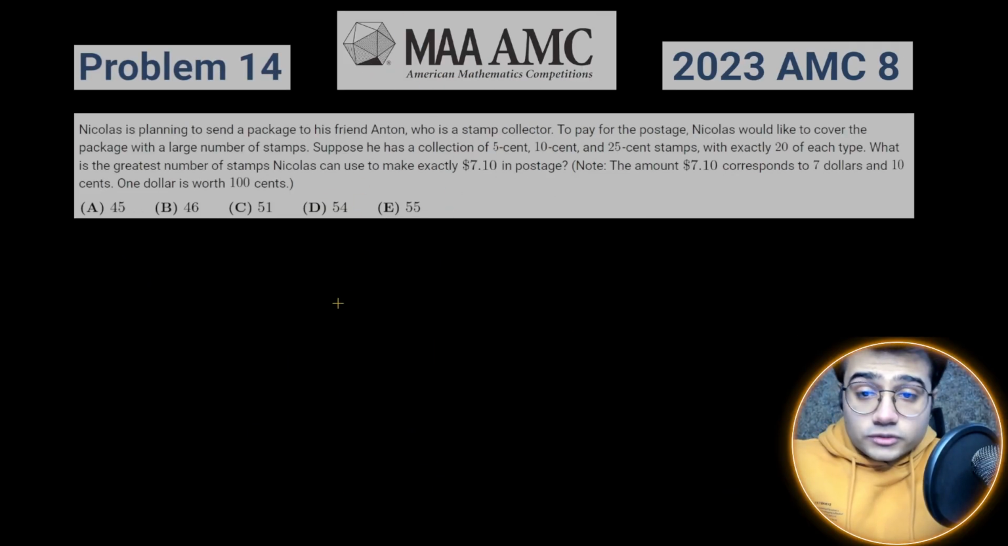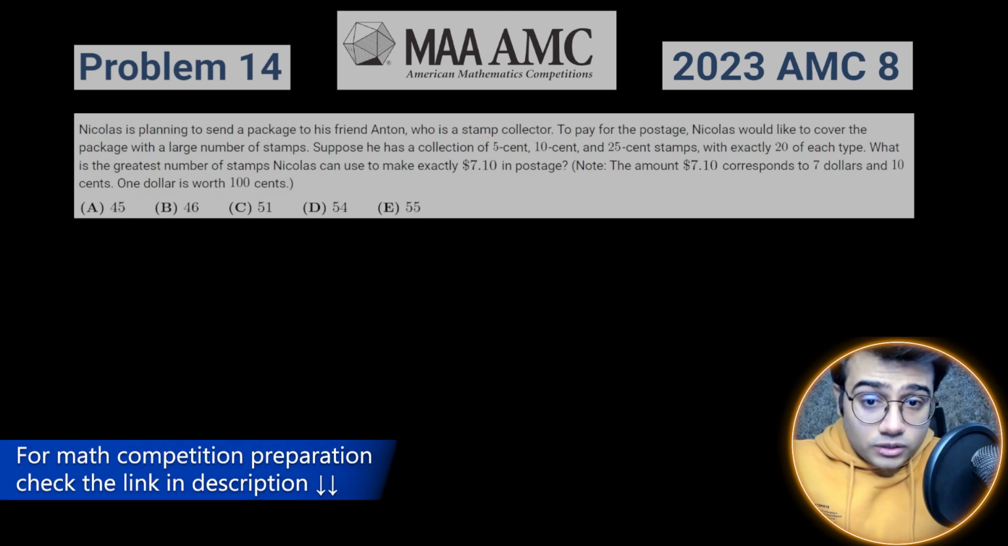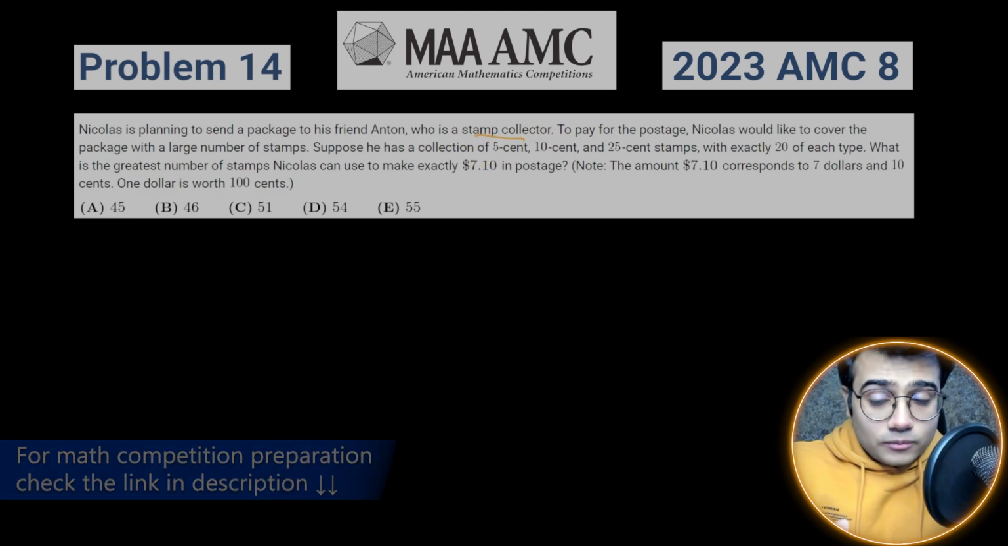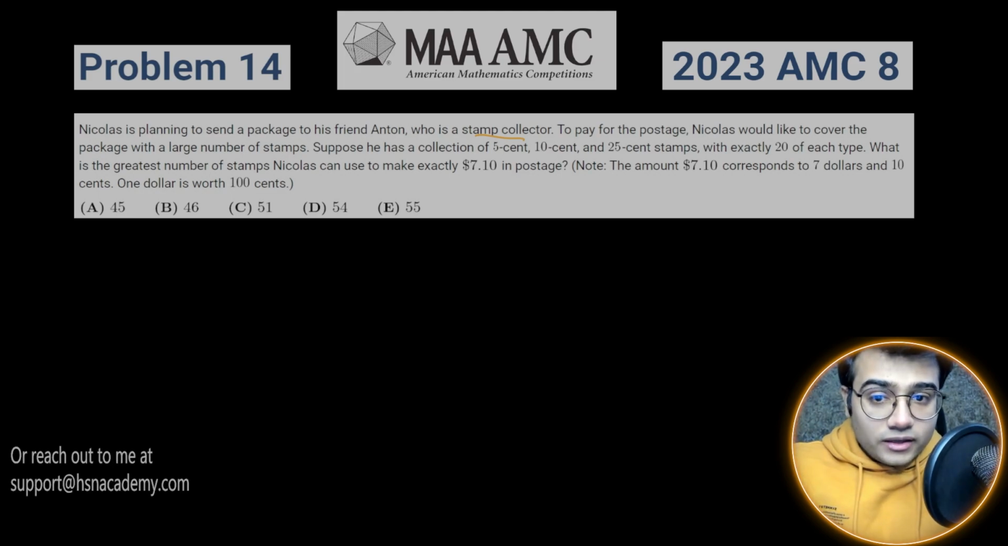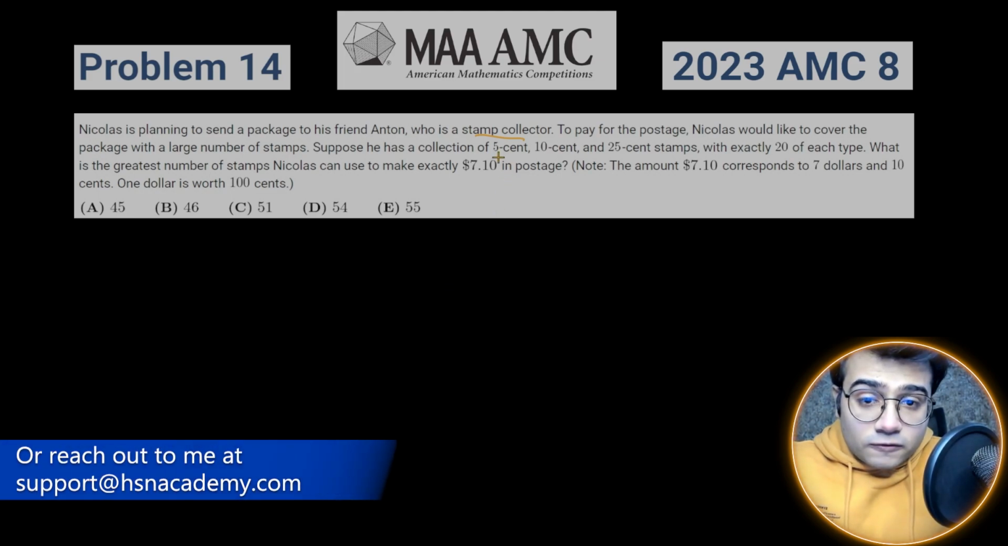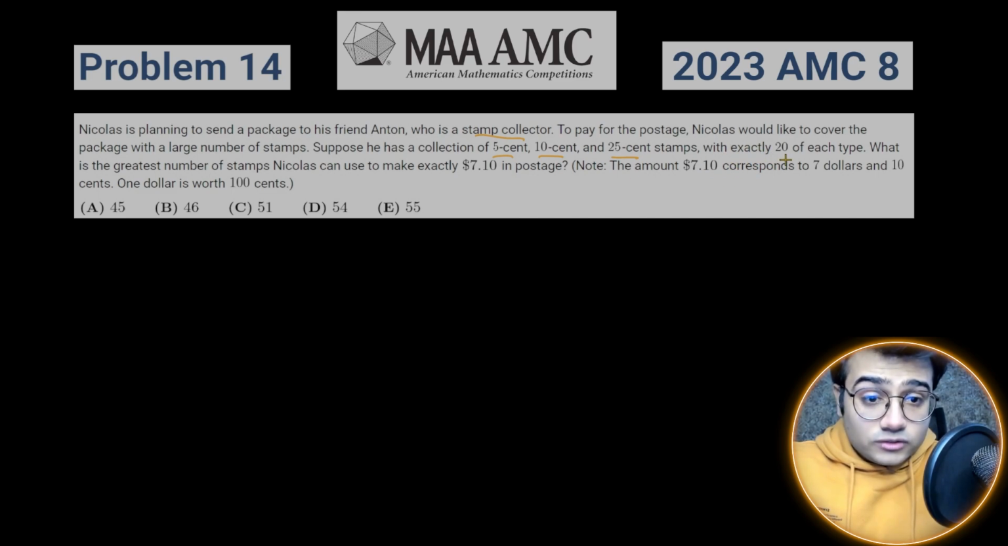Okay, so in this problem we have a person, Nicholas, who is planning to send a package to his friend who is a stamp collector. For that reason, he wants to put as many stamps as he can on the package. So he has 5 cent, 10 cent, and 25 cent stamps. He has 20 of each of them, and he wants to make a postage of $7.10 with the maximum number of stamps he can use.